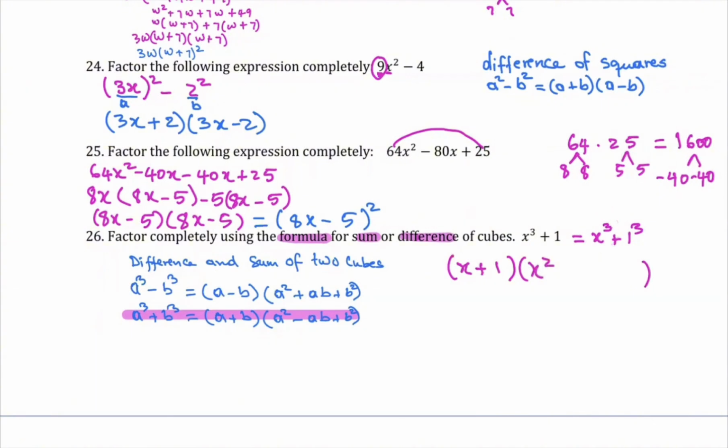Now, the second term, if it's the sum, then the second term will have a negative sign. So that's minus, and then multiply a and b. You see, a times b. So that's a, that's b. So that's x. And then the final term of the second set is the second term. We drop the exponent once. So that's 1 squared, which is still 1. So plus 1. So that is the factored form of x cubed plus 1.